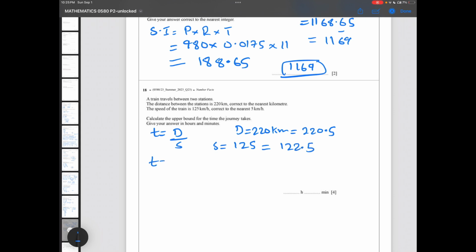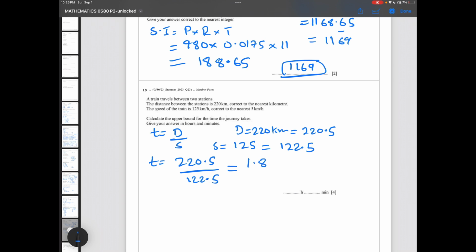So now the time will be distance over speed. We will take the upper bound of the distance, 220.5, divided by 122.5. Okay, so then we will get the upper bound for our time. Now let's divide these two quantities together, 220.5 by 122.5, and I will get 1.8.